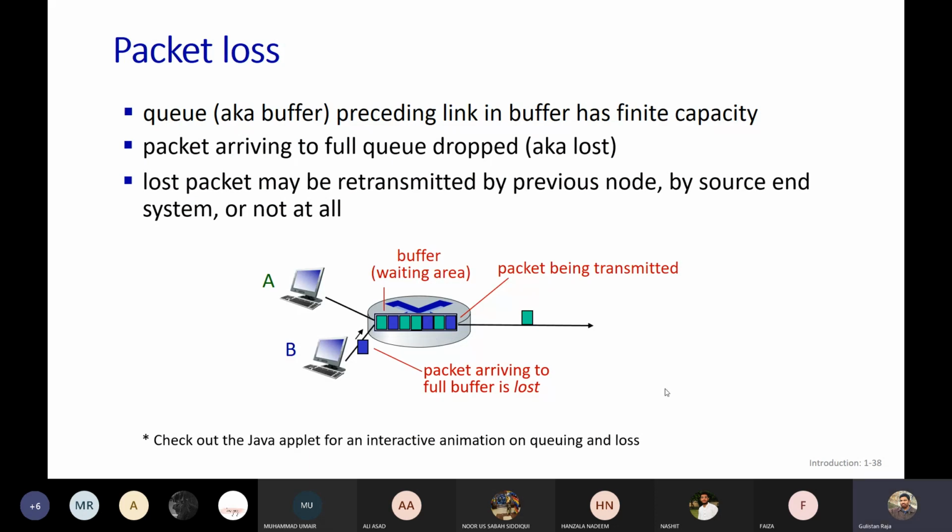Now, how to recover from this? The lost packet may be retransmitted by the previous node or by the source end system, or not at all. This is what we call packet loss. When will packet loss occur? When your queue is full and a packet arrives, there is no space in the buffer, so that packet will be lost. This is known as packet loss.